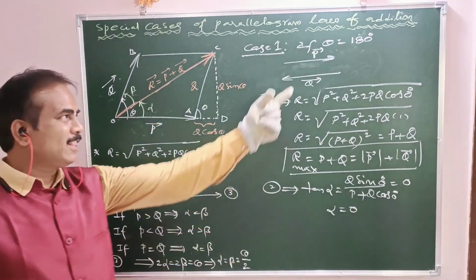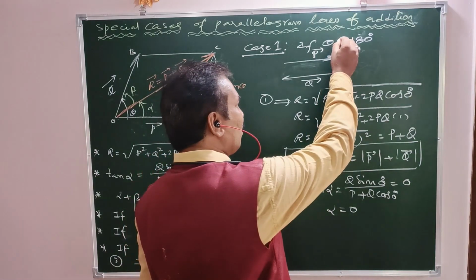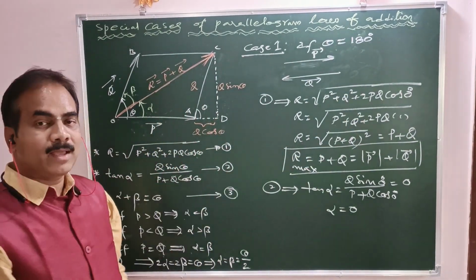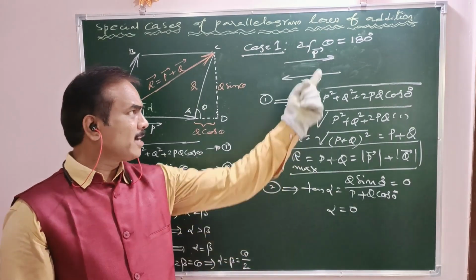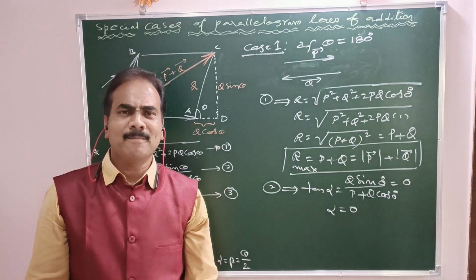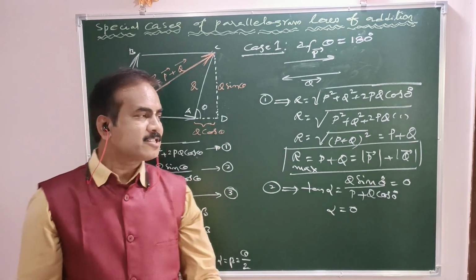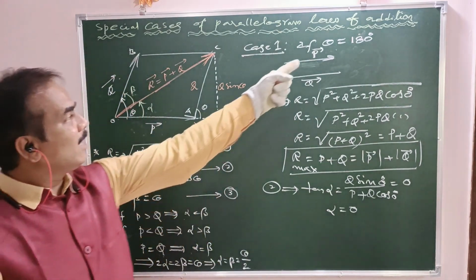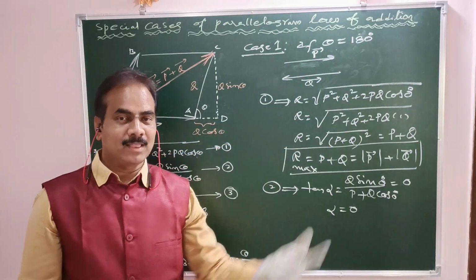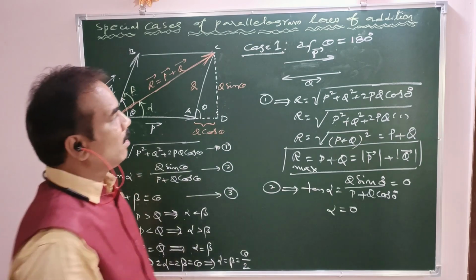Now, what is theta between them? 180 degrees. If these two vectors are added as per the parallelogram law of addition, can we construct a parallelogram with these anti-parallel vectors? We are unable to construct a parallelogram. Why? Because when theta is 0 or 180, we cannot construct a parallelogram with the given vectors.